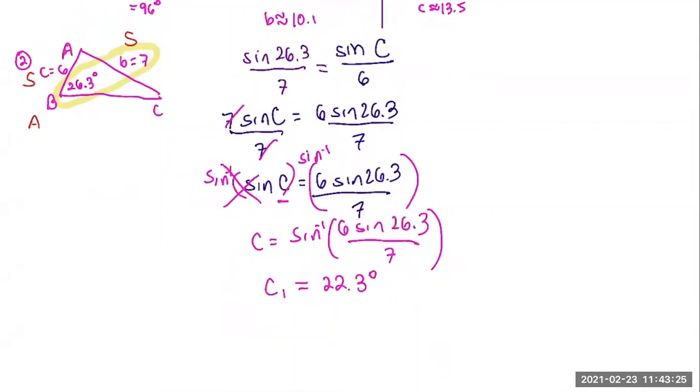And if it does, then the secondary C sub 2, or the secondary possibility for C, would be the supplement of this angle. And by supplement, it means it adds up to 180, or I can find that other angle by subtracting 22.3 from 180. Can you all find that value for me? What is 180 minus 22.3?